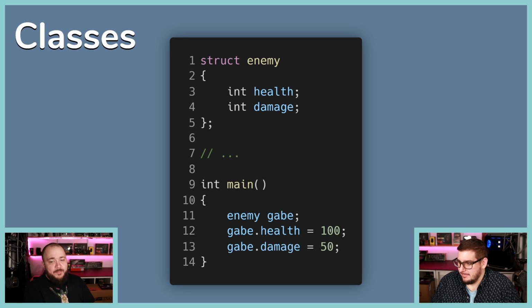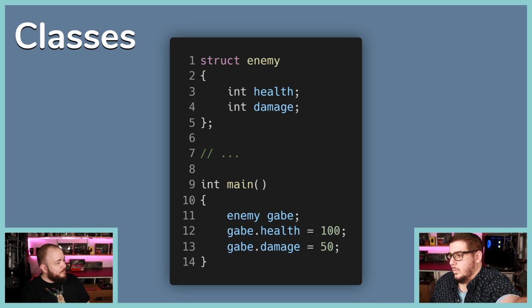I have struct enemy. It has health and damage. And then in my main, I say enemy Gabe in line 11. And then I say Gabe.health is 100 and Gabe.damage is 50. Cool. You see that I use enemy in the same way I used int and double and float and whatever. So it comes before the name of the variable because enemy is a type.